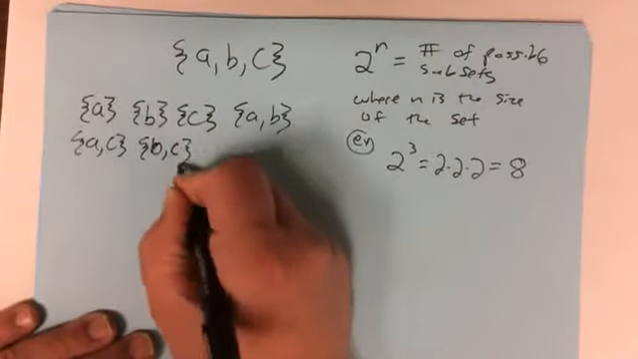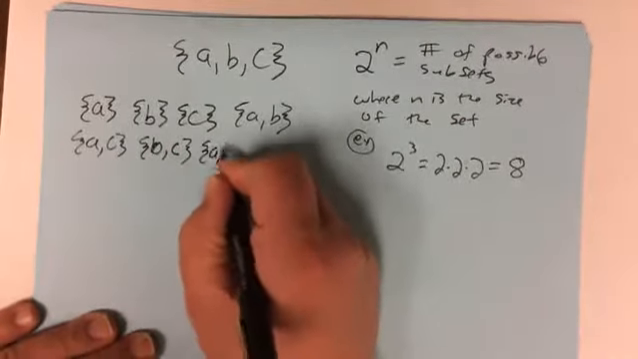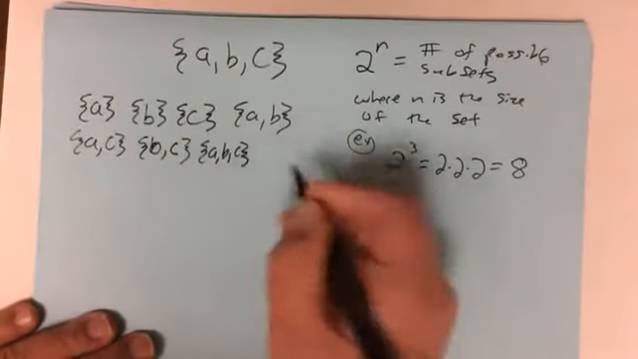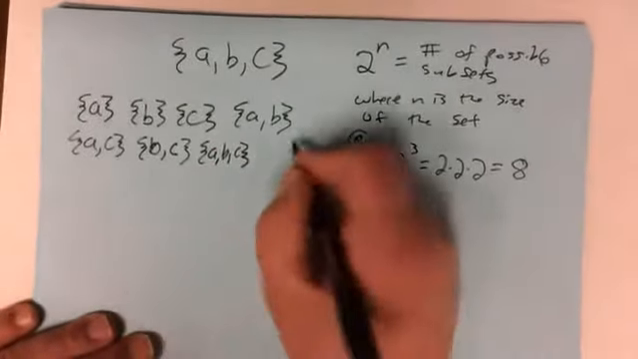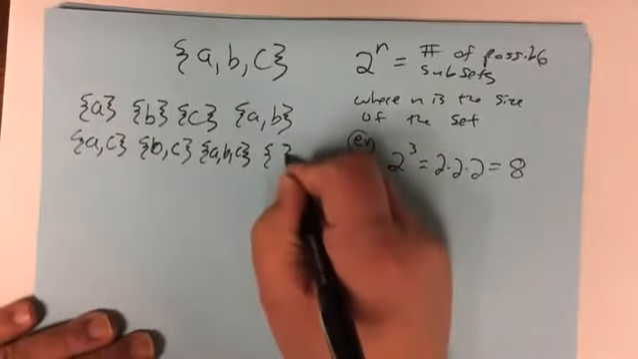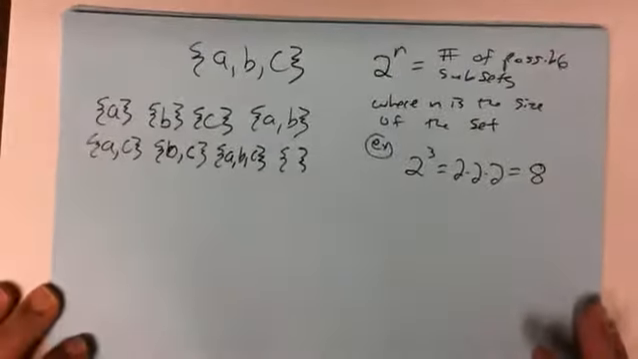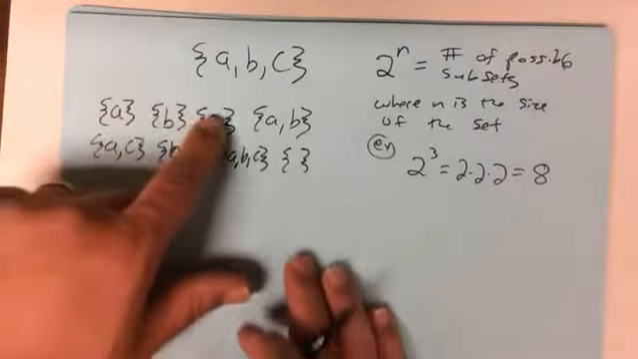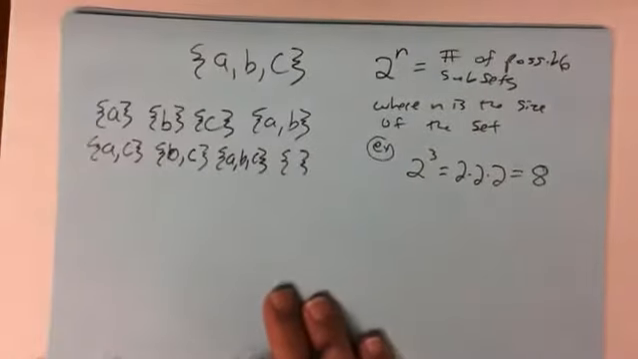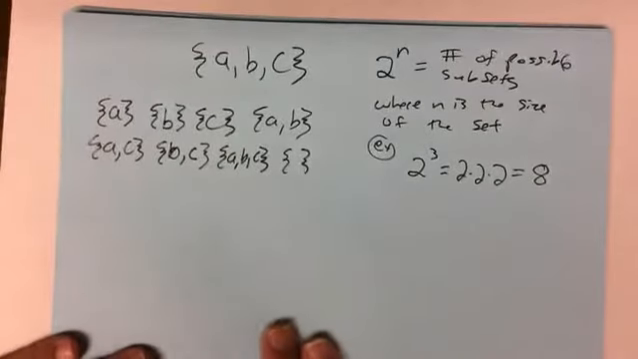BC is a subset. The set ABC would be a subset. Every set is a subset of itself. And, of course, the empty set is a subset. The empty set is a subset of every other set. So there you go, 1, 2, 3, 4, 5, 6, 7, 8. Those would be all the subsets.